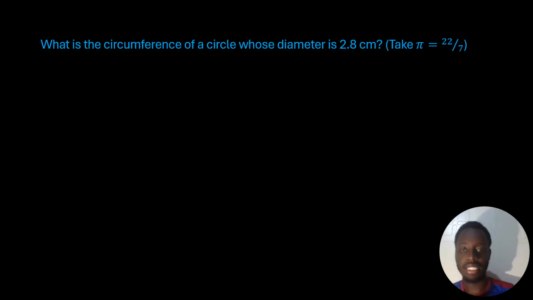So let's do our first example. What is the circumference of a circle whose diameter is 2.8 centimeters, and we have been given pi as 22/7. When we use diameter, circumference is equal to pi d. Given that pi is 22/7, we substitute the values of pi and d in the equation.